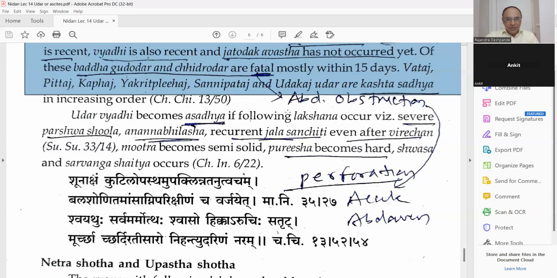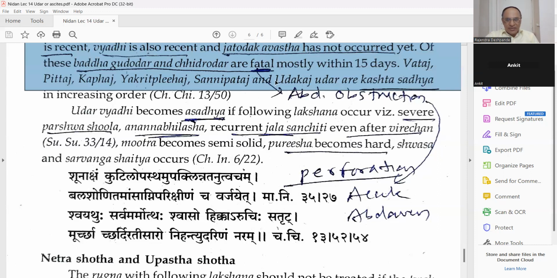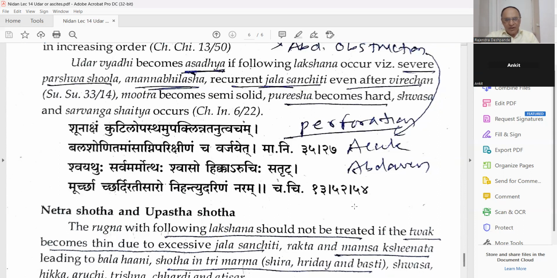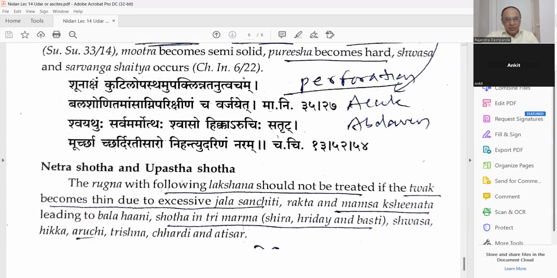Okay, so here, Asadhya, yes, I think everything has been cleared. Whenever there is a perforation, acute abdomen, that is very difficult to cure. Then Netra Shodh and Upastha Shodh. The following lakshanas should not be treated: if the tvaka becomes thin due to excessive Jalasanchiti, Rakta and Mamsa Kshinata, weight loss, anemic condition, Balahani, Shoth in Trimarma, heart problem, kidney problem, brain neurological problems. For these patients, there should be a warning.